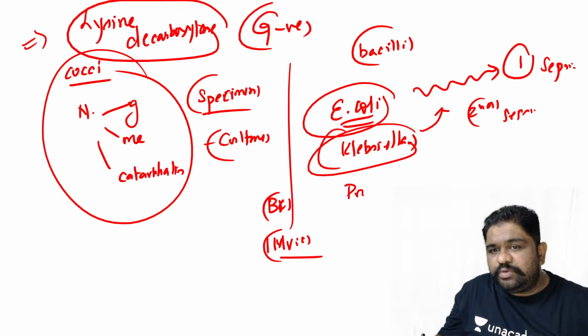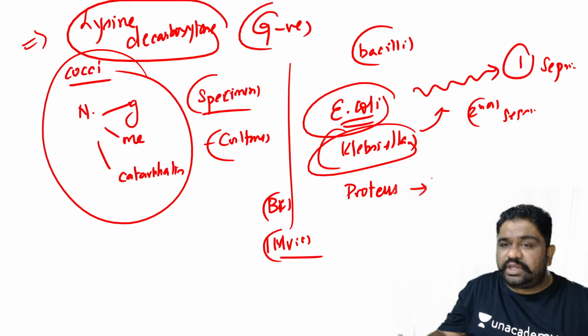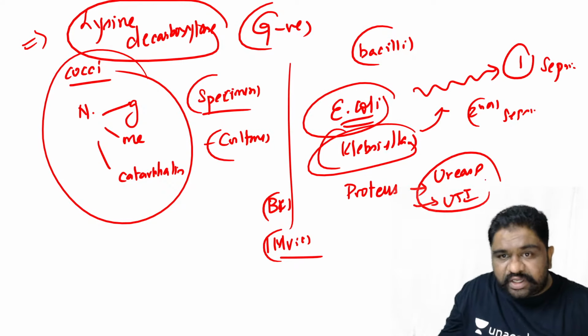Apart from that, you will be focusing on Proteus. Proteus is known for urease. It is known for causing UTI. So focus on that particular topic.